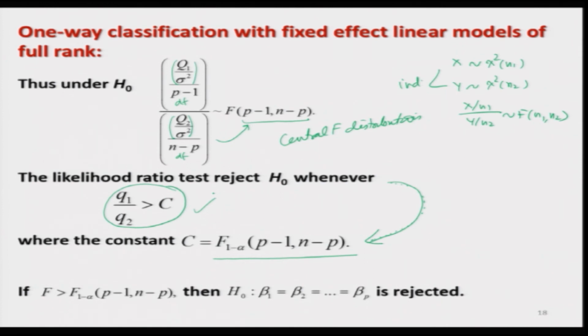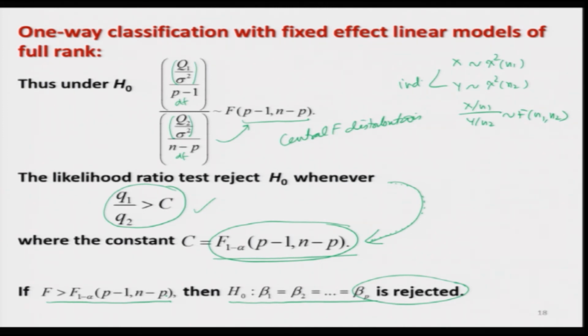constant, which has to be determined based on the size condition of the test, that is, the test has size alpha, will come out to be like this. So, I am now using it here directly. Now my life has become very simple, and I will simply say that consider this hypothesis H naught: beta 1 equal to beta p, and this hypothesis is rejected if F is greater than F 1 minus alpha with p minus 1 and n minus p degrees of freedom.